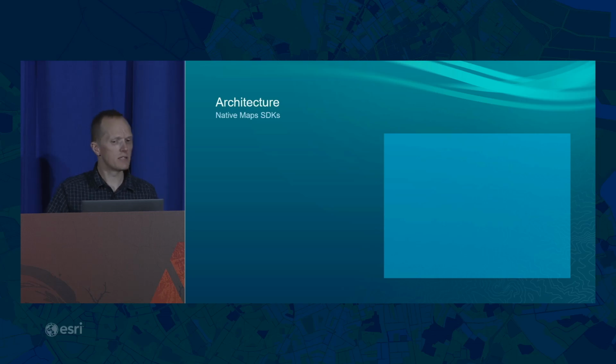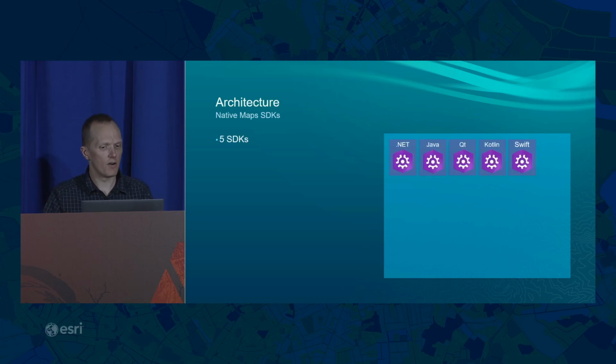So in terms of the native Maps SDKs, there are 5 SDKs. SDKs for .NET, Java, Qt, Kotlin, and Swift. These provide a range of cross-platform SDKs. So .NET, Java, and Qt provide cross-platform options, and I'll cover the different platforms they support in a moment. And then Kotlin and Swift are platform-specific for Android and iOS, respectively.